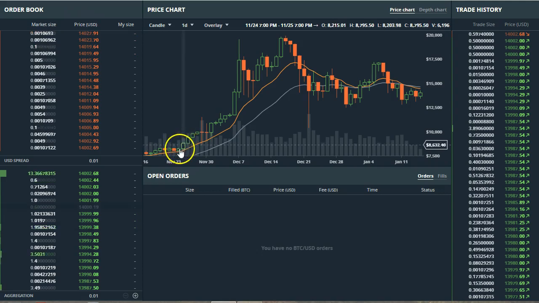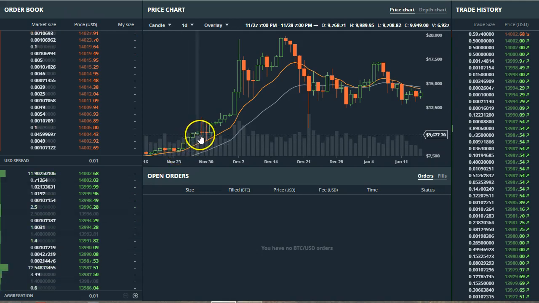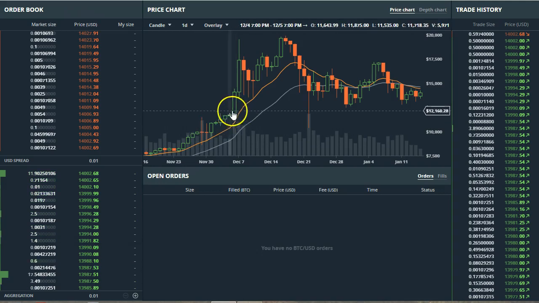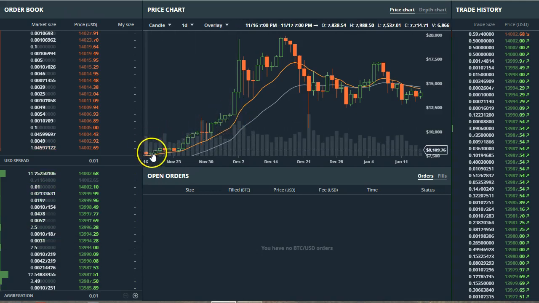Value point, uptrend, good candlestick means buy. And same thing down here.